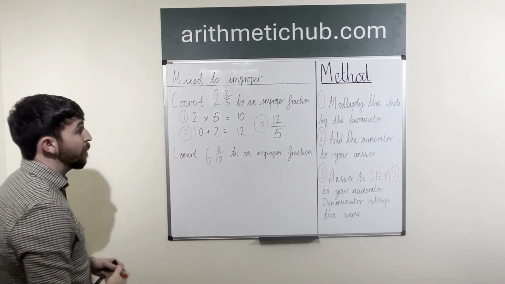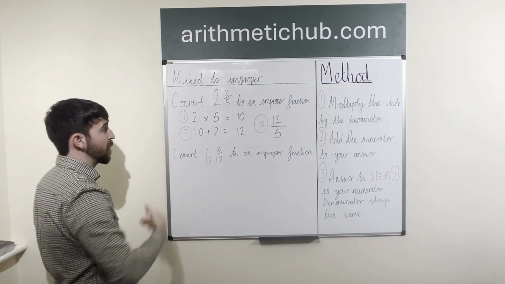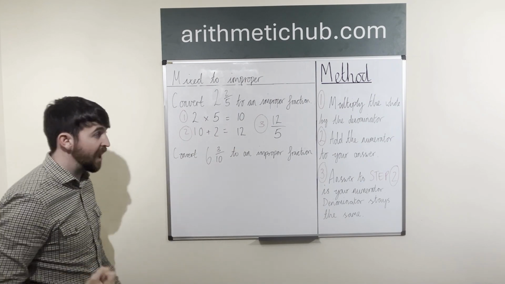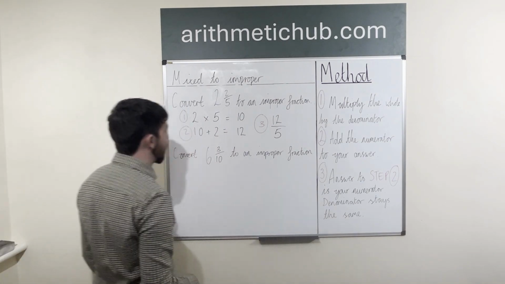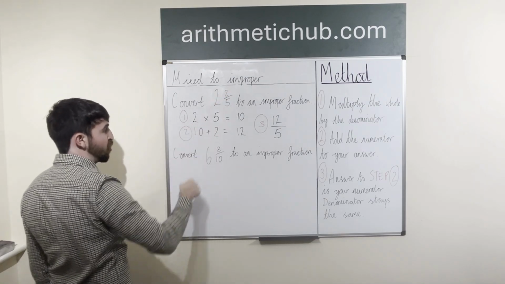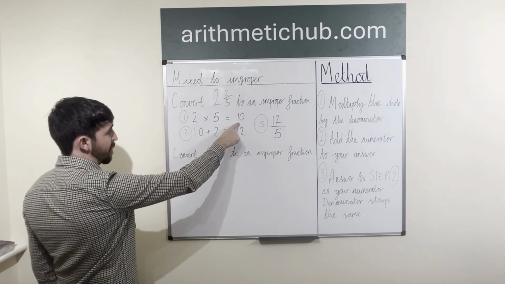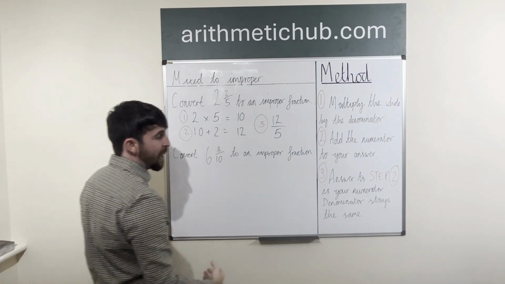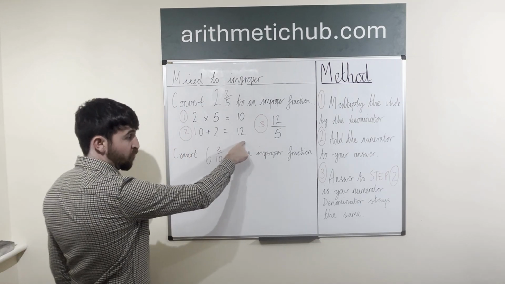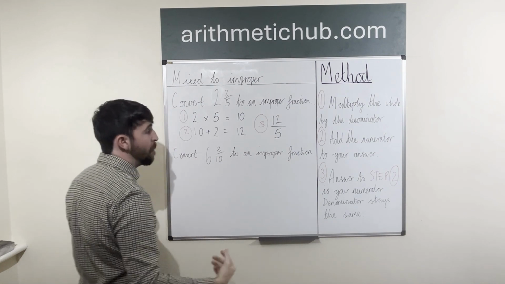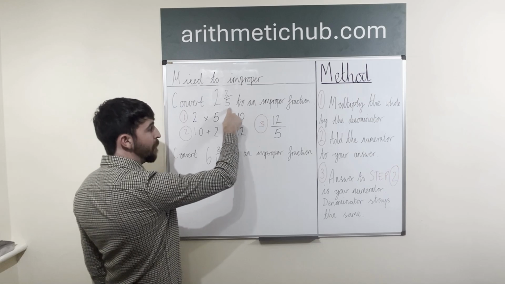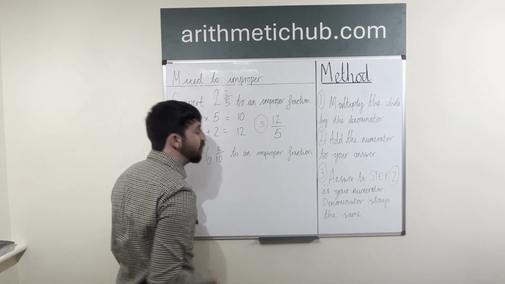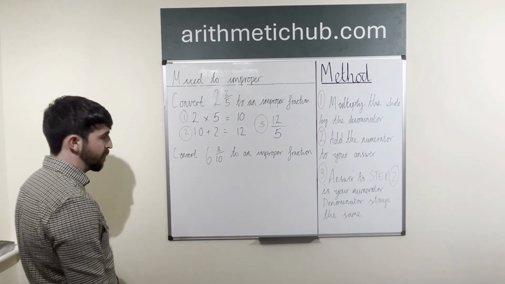So, step 1, multiply the whole by the denominator. Let's go through it again. The whole times the denominator. 2 times 5 gave us 10. Step 2, add the numerator to your answer. The numerator is 2. Our answer to the first step was 10. 10 add 2 is going to give us 12. The third step, the answer to step 2, which was 12, is your numerator. The denominator is always going to stay the same. Well, the denominator was 5, so our denominator is going to stay as 5. The answer to step 2 was 12, so our answer is going to be 12/5.